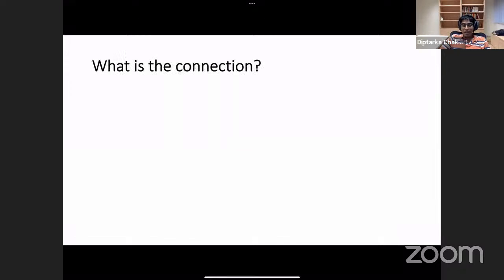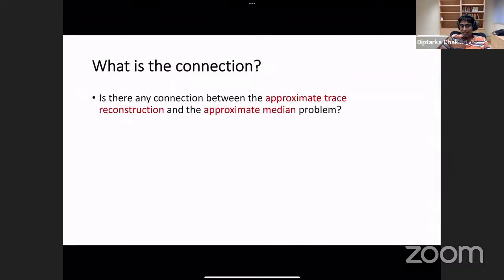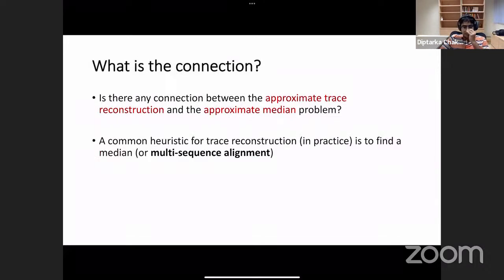Now you may wonder, why am I suddenly defining this approximate median? Is there any real connection between approximate trace reconstruction and approximate median? I have mentioned that in practice, people use heuristics to solve trace reconstruction using median. But we have already seen that median is NP-hard. So basically people use two types of heuristics. The first heuristic is to solve trace reconstruction by solving median, and then even to solve median, they use another heuristic. But now the question is, can we prove something theoretically, some algorithm that has a theoretical guarantee?